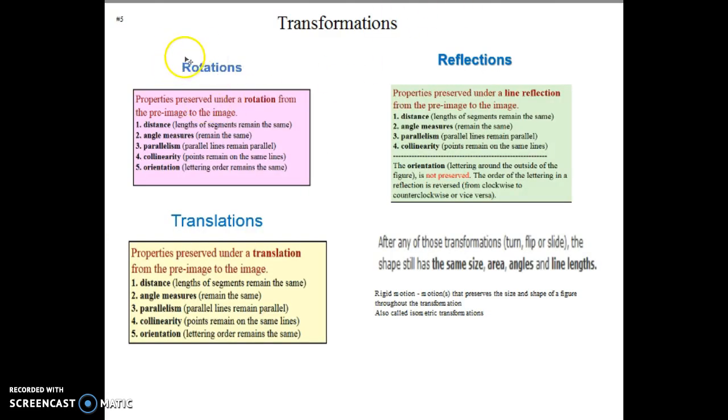Number 5 is just mainly asking about some definitions about transformations. Now, these are 3 of the transformations we talked about today, and they are called rigid motion or isometric transformations. The reason they call that is they preserve, whether we flip it, turn it, or slide it, we're going to have the same size, the same area, the same angles, and the same length. So the figure is still congruent. It's not going to change. So that's going to be true with rotations, reflections, and translations. Hope this helps you with the quiz.